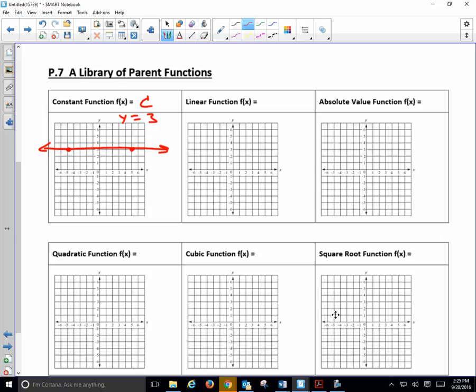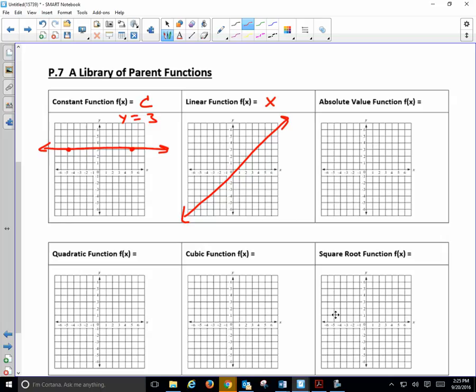The linear function is f of x is equal to x. Okay? And that parent function looks like this. Now, what we learned yesterday is that you can change the way that a linear function looks by putting a slope in front of it or by adding on to it a y-intercept or something of that regard, okay?